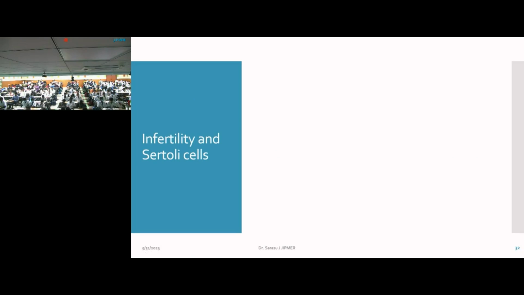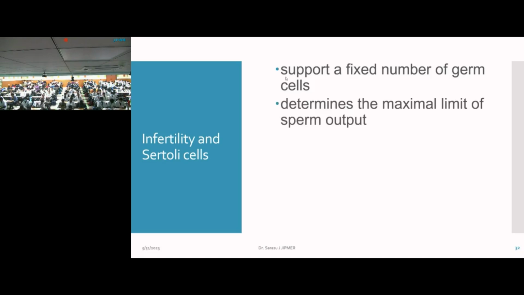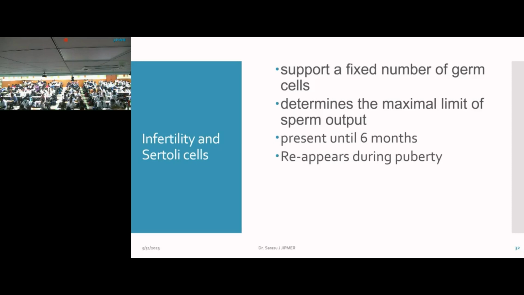Okay, and what has this to do with Sertoli cells and infertility? We have these Sertoli cells which are part of the production, the making of the testis. What has this got to do with infertility? Now, these Sertoli cells start, disappear, and again reappear in puberty. Now, these are a fixed number of cells. The germ cells are there. They go and support those germ cells, and their numbers are fixed. So the number of Sertoli cells determines the amount of sperm output. Okay, until 6 months it is there. Later on it disappears and reappears during puberty.